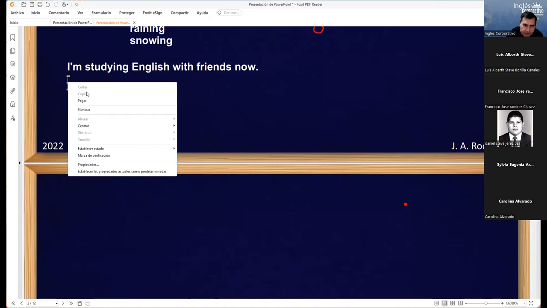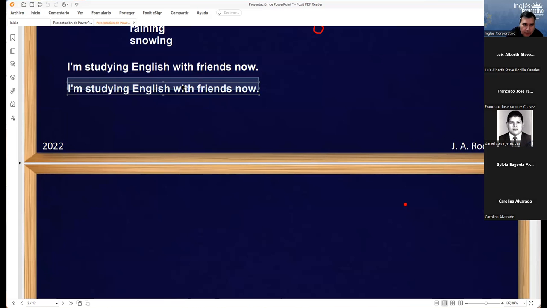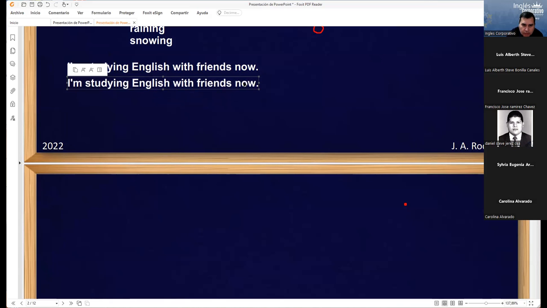Let's be late. Ya lo cambié de color y el viejo tono.